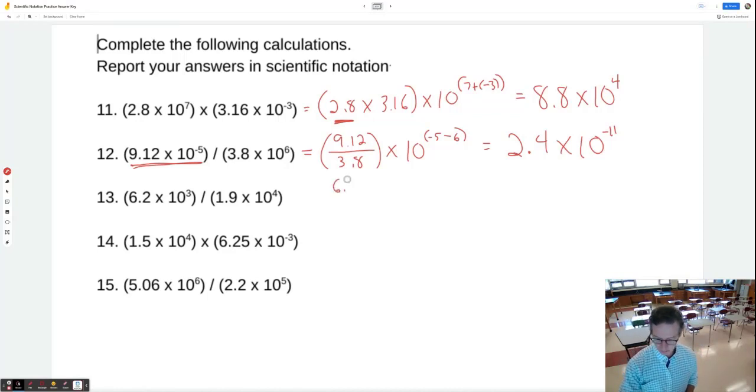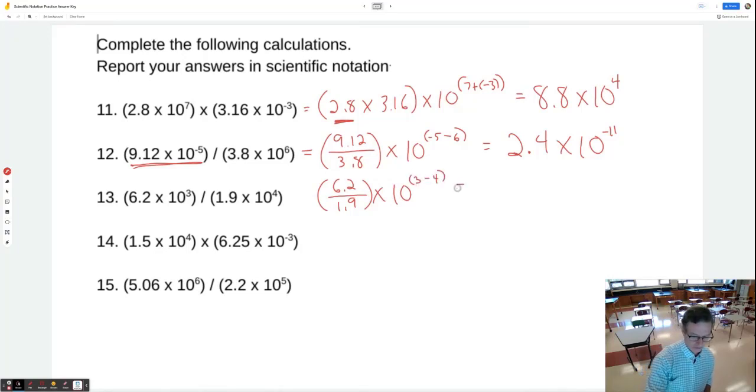All right, division again. So we've got 6.2 divided by 1.9 times 10 to the 3 minus 4. Okay, so that equals 3.3, which makes sense, times 10 to the -1 power. 3 minus 4, you get -1.